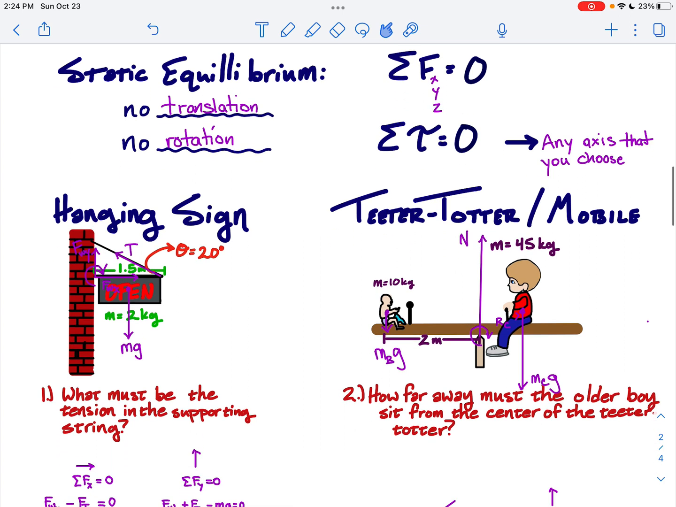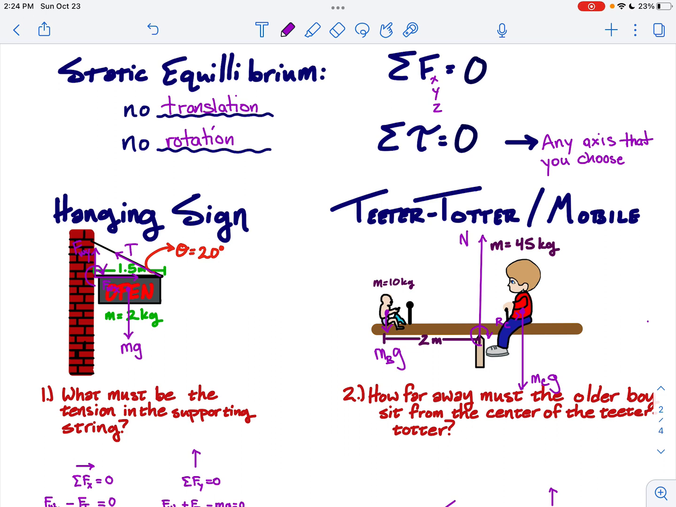In the case of the hanging sign, we're going to choose the sign itself as the mass. We are going to label all the forces on that mass. We've got mg pointing down. We've got the tension in the cable pointing up and to the left. And if that's all you had, if you just had a down force and an up and to the left force, you would realize that sign would be accelerating to the left unless there was some other force, and there has to be another force.